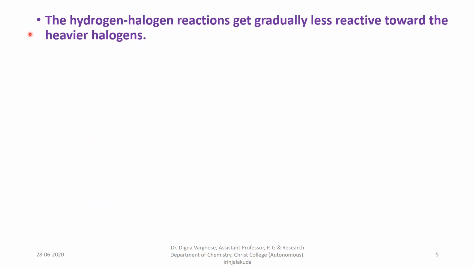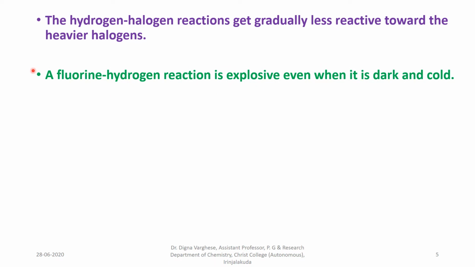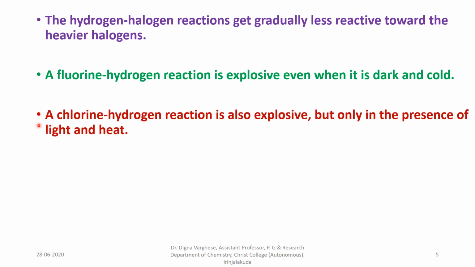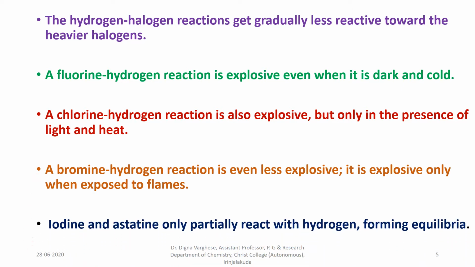The hydrogen-halogen reactions get gradually less reactive toward the heavier halogens. The fluorine-hydrogen reaction is explosive even when it is dark and cold. The chlorine-hydrogen reaction is also explosive, but only in the presence of light and heat. The bromine-hydrogen reaction is even less explosive than the others. It is explosive only when exposed to flames. Iodine and astatine only partially react with hydrogen, forming equilibria.